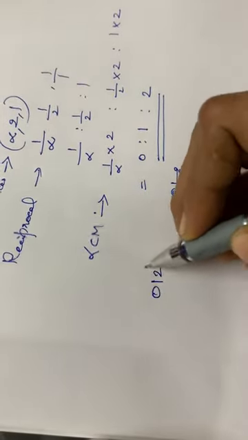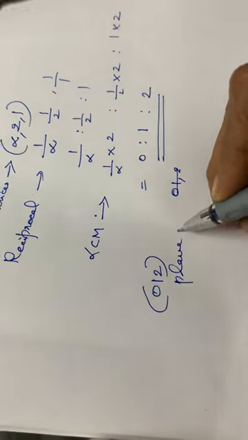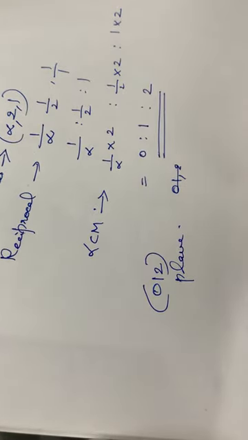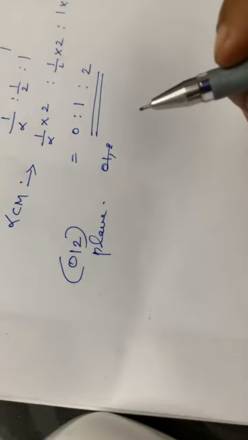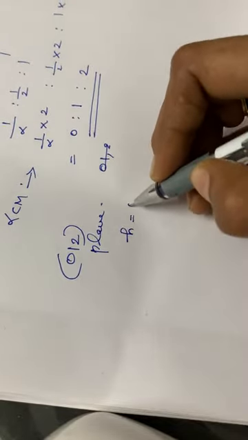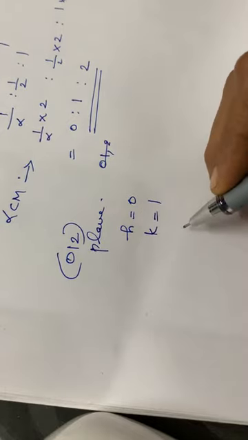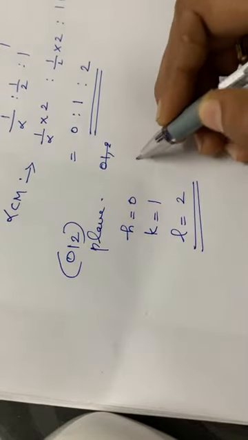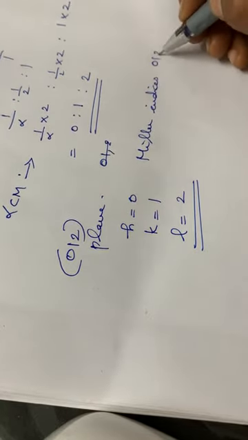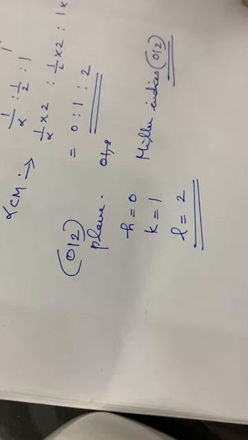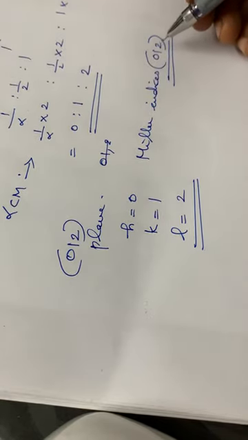So this is a 0, 1, 2 plane. The Miller indices of that particular plane will be 0, 1, 2. So here H is equal to 0, then K is equal to 1 and L is equal to 2. So we can represent it by a bracket and also should not put comma in between. 0, 1, 2 plane.